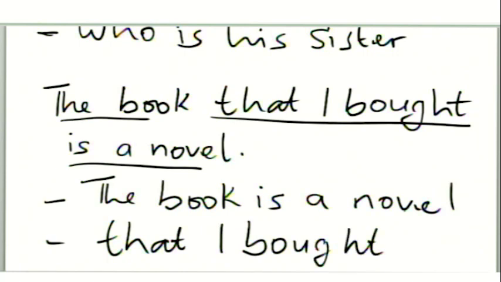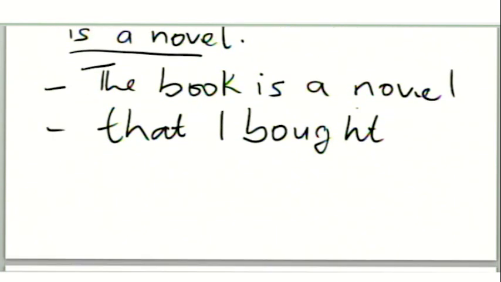You may be asking why that I bought is a clause. You remember we said the clause has a subject and a predicate, right? That represents the book. You should always have that in mind. So the book I bought, it makes a complete thought. Okay? The book I bought. And then the book is a novel. It has a subject and then it has a predicate. Let us have another example, using which.